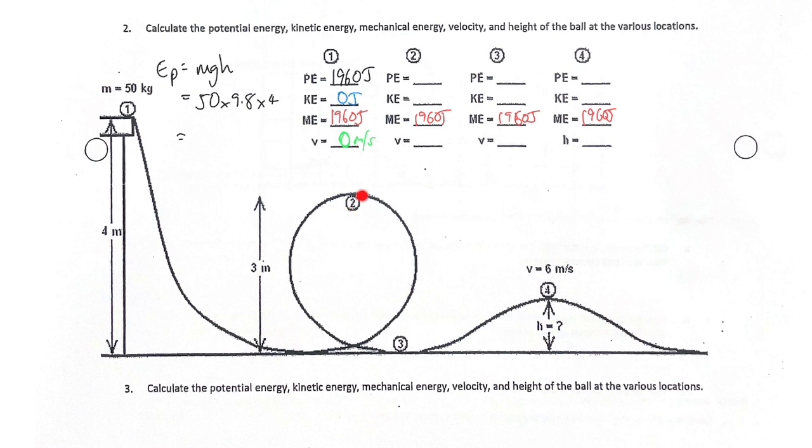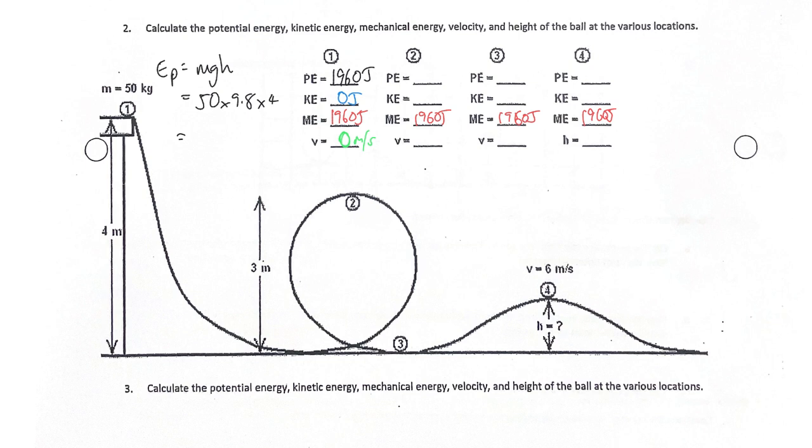We find position number 2 over here. Now we're looking at situation number 2. Now, the ball has rolled down this, gone up the loop-de-loop, and at this point, it's going at some speed, but it's also got some potential energy as well. So, which one can we work out? Can we work out the potential energy or the kinetic energy first? The potential energy, because we have what information? The height. Good. So, we're going to work out the potential energy.